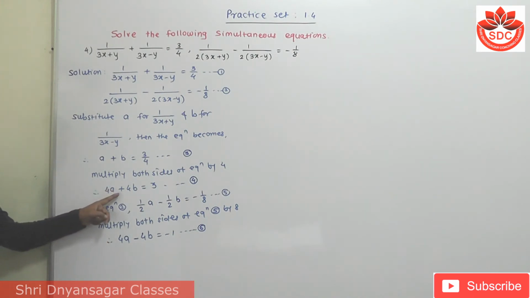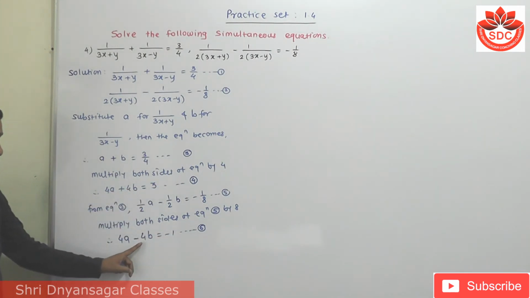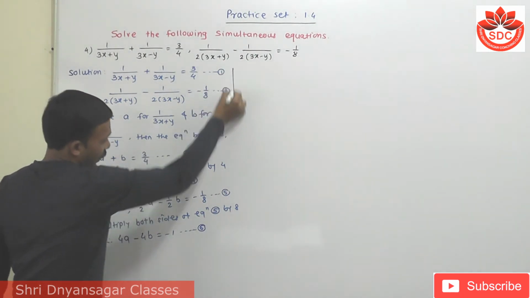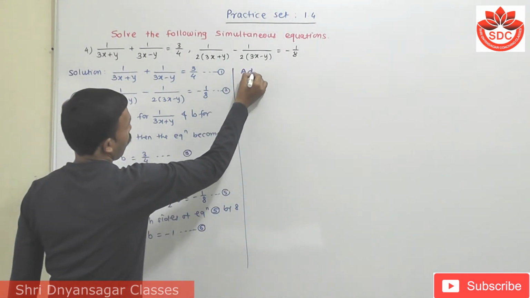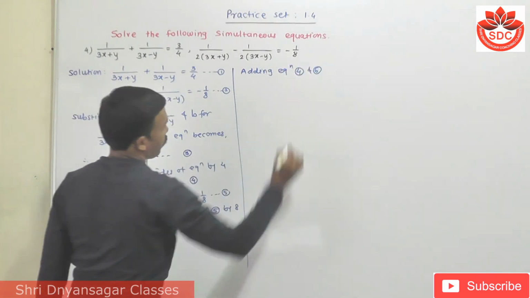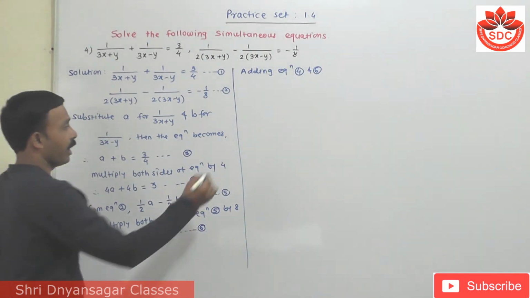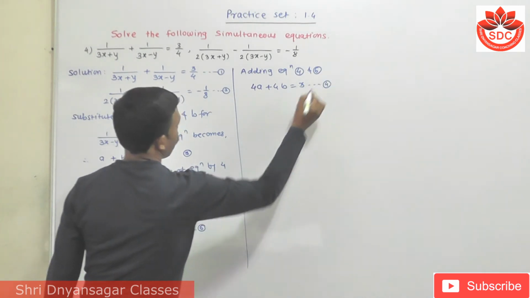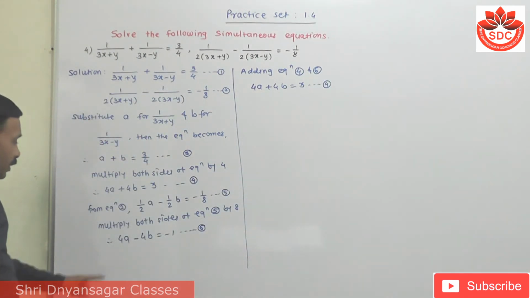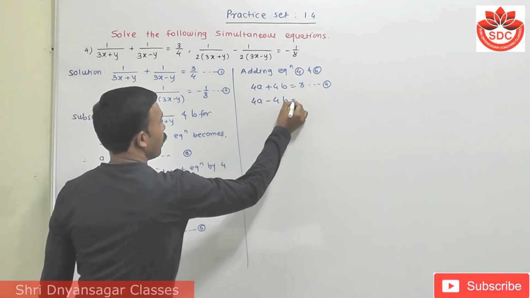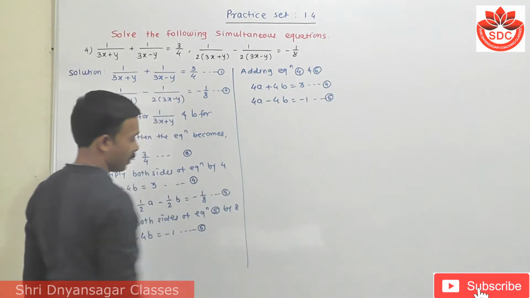Observe carefully, in equation 4 the coefficient of b is plus 4 and in equation 6 the coefficient of b is minus 4. If we add them, this will cancel, so I have to write here adding equations 4 and 6. Equation 4 is 4a plus 4b is equal to 3. This is equation number 4. Then equation 6 is 4a minus 4b is equal to -1. This is equation number 6.